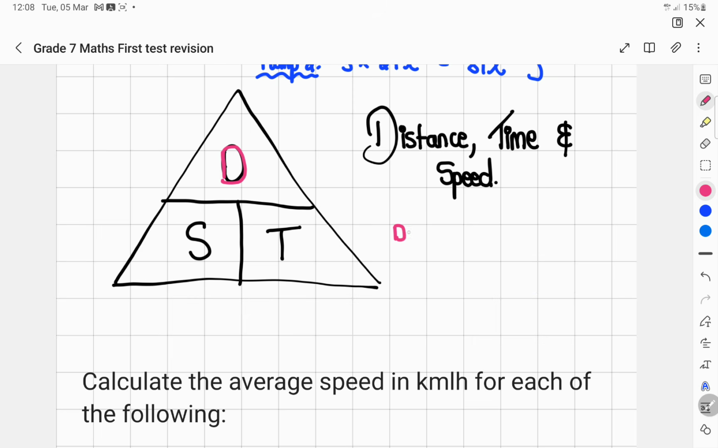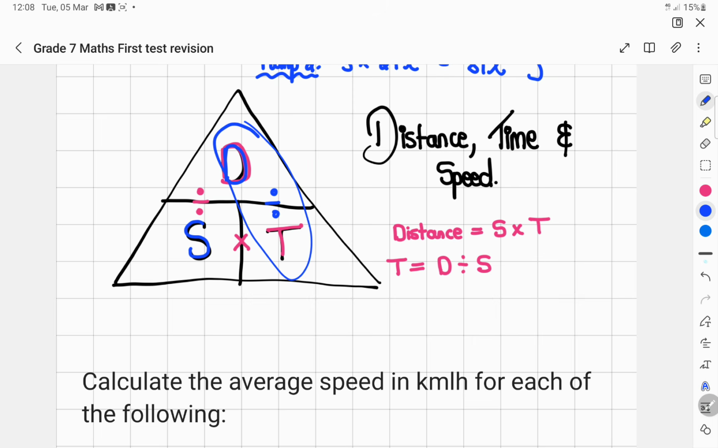So your distance is equal to speed times time. Time is equal to your distance divided by your speed. But also the other way, speed is equal to your distance divided by time. So it creates a little fraction like that. Okay, so speed is equal to distance divided by time.